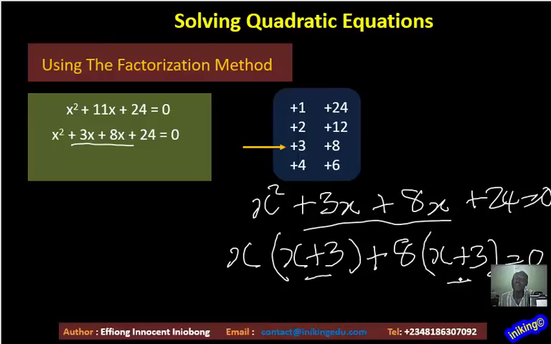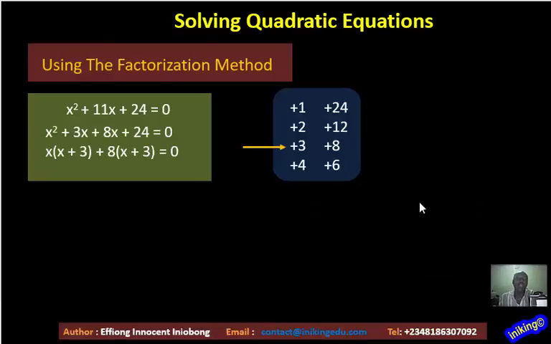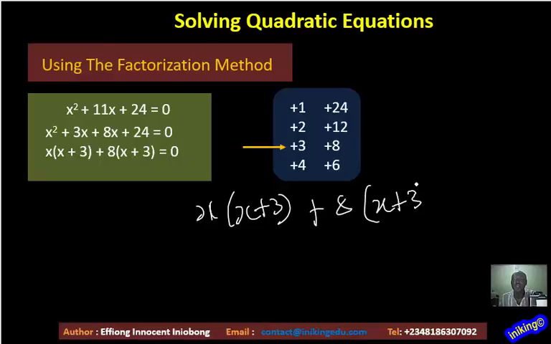If they are not the same, then something is wrong. We'll go back and check whether we have used the wrong numbers or we have not factorized properly. So that's it: x into x plus 3 plus 8 into x plus 3. And we can see there that x plus 3 is common. So that's okay. We have here x into x plus 3, and we have here 8 into x plus 3. What next? Since x plus 3 is common, I bring out x plus 3.